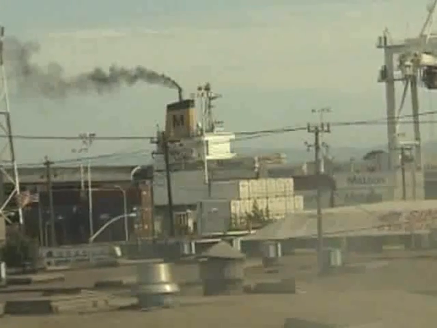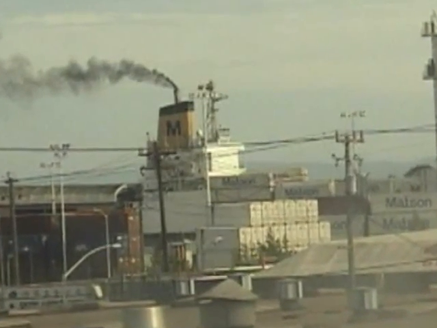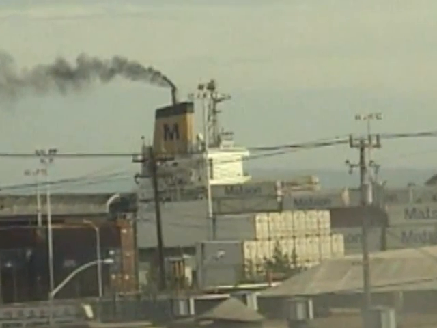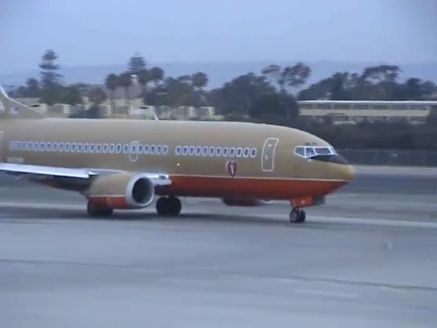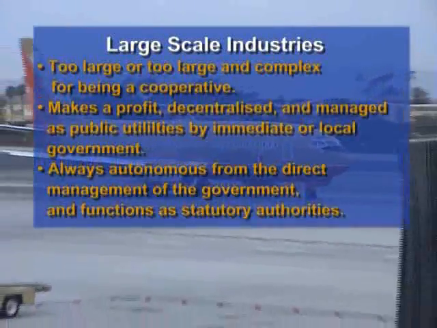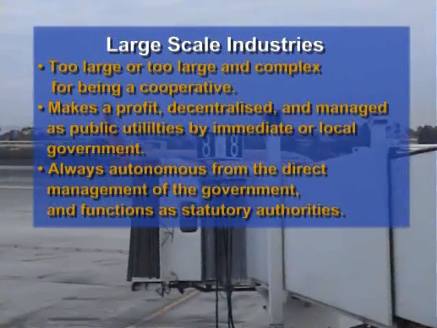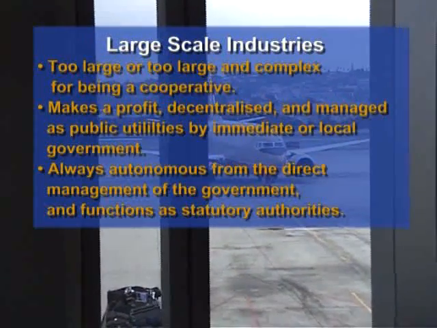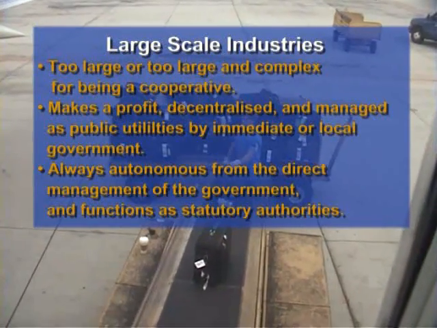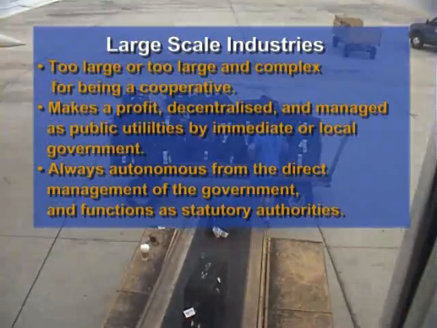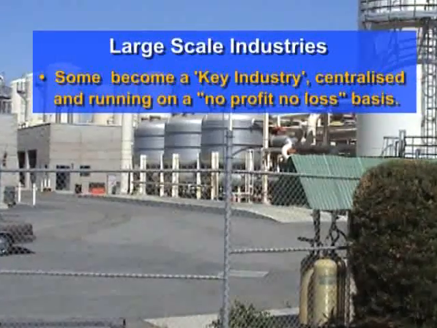Similarly, enterprises that cannot be managed as a cooperative because they're too large, or too large and complex, should function as large-scale industries, as part of the public sector. They are generally structured to make a profit, decentralized, and managed as public utilities by the immediate or local government. However, they are always structured as autonomous from the direct management of the government of the day and function as statutory authorities. Some of these large-scale industries should be considered as key industries.